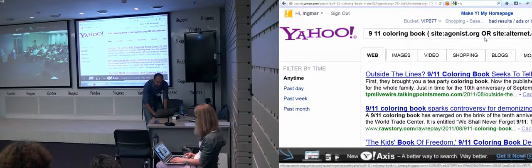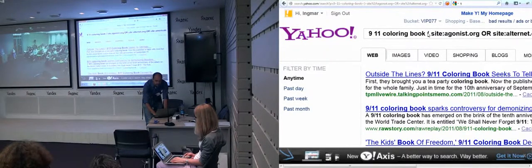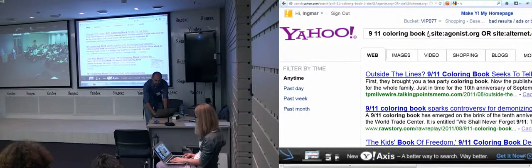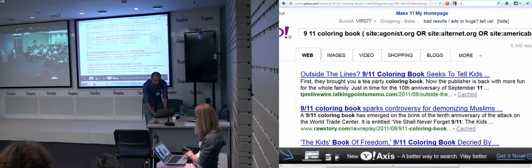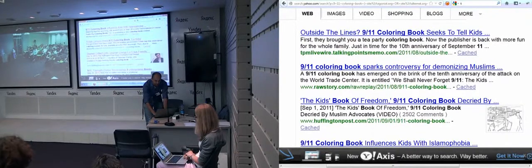So here you will see results that are mostly highly critical about this, demonizing Muslims, right? They would use such terms, or Islamophobic. Those types of words you would find in the results on the left.